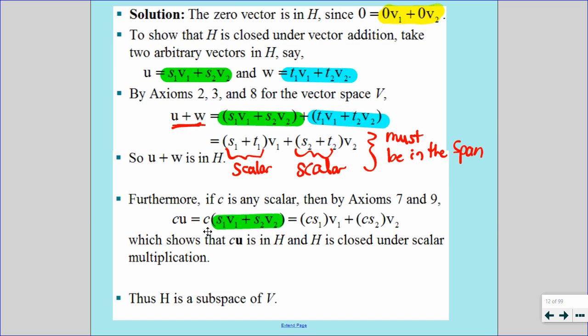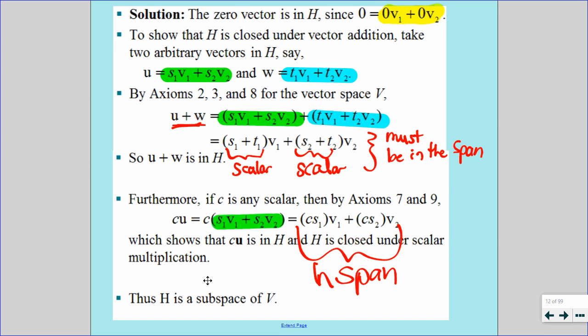So what we can do is multiply, factor, and then we have that V1's coefficient or scalar quantity is CS1, and V2's coefficient or scalar multiple is CS2. So this is also in the span. And it is in the span because if we multiply by a scalar quantity, it is still going to be a linear combination of the two vectors that were given to create the span. And so this demonstrates closure under scalar multiplication.